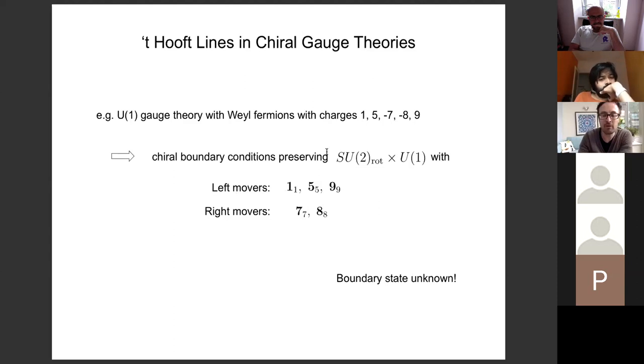The chiral boundary conditions: you want to preserve both SU(2) rotation around the 't Hooft line and the U(1) gauge symmetry. It turns out that the left and right movers have to fall into representations of this, which sit in the following representations in U(1) charges. But because it's an SU(2) times U(1) and not a maximal Cartan U(1), this doesn't fall in our class of boundary conditions, and no one knows how to write down these boundary conditions. So I think there's a very important open problem here in 3+1 theories that falls very firmly into the kind of things that I'm discussing, but remains unsolved.